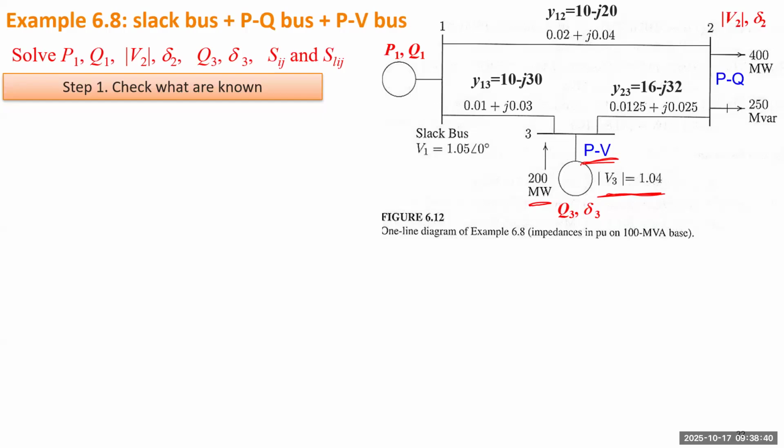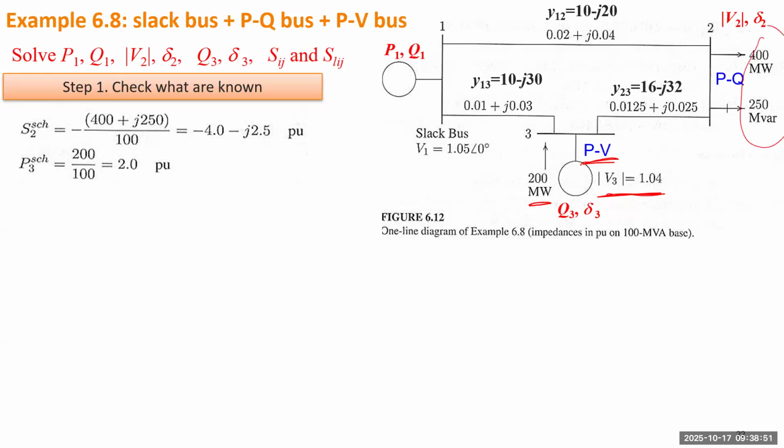Still, the first step is to check what we already know. For bus 2, we have a P and a Q, and we can change those numbers to per unit values. Don't miss those negative signs because that's power leaving from this bus. For bus 3, we only know P, so that is 2.0. This is positive because bus 3 has real power injection to the network. So that number is a positive 2.